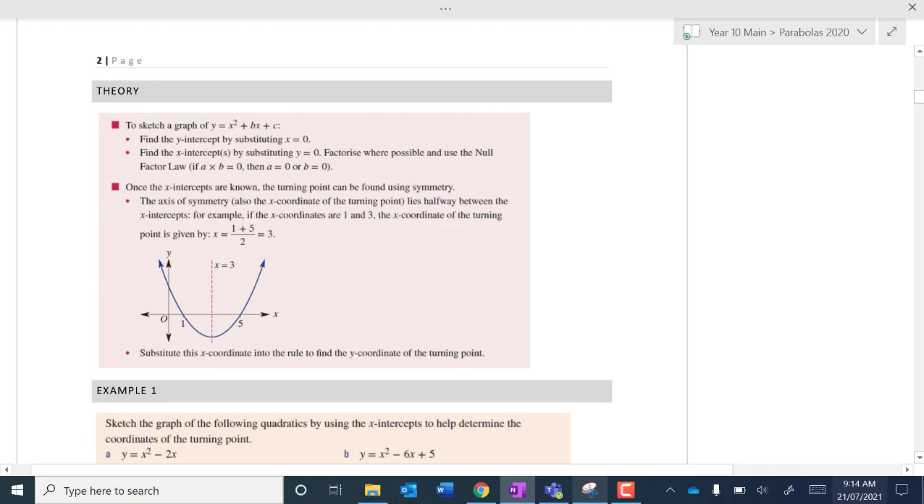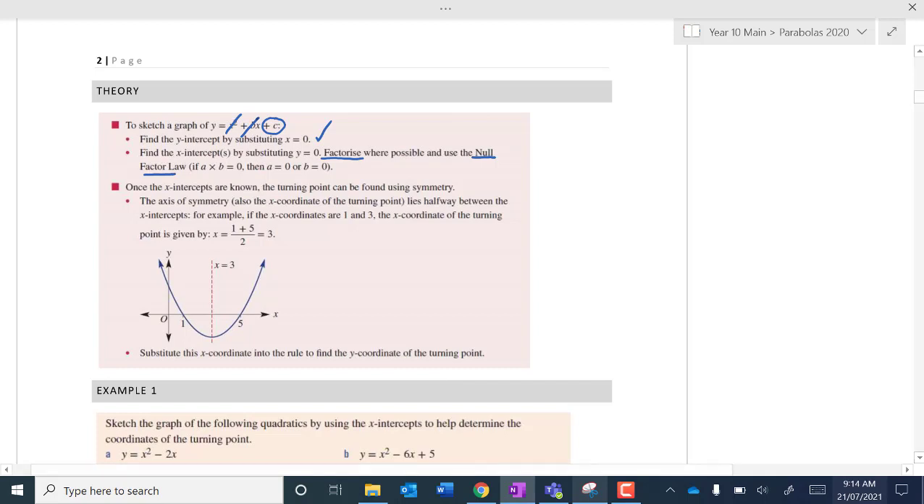All right, so a little bit of theory, which of course is in your notes, and that's basically exactly what I went through. To find the y-intercept, we let x equal 0, and we factorize if possible, and apply the null factor law. That's exactly what I went through to sketch and find the x-intercepts. The y-intercept, in this form, is c because we're letting x equal 0.